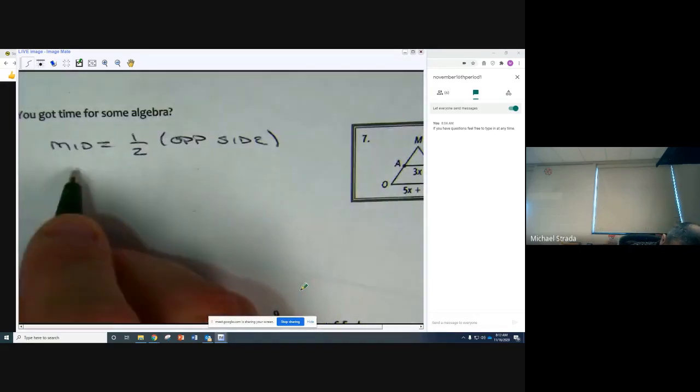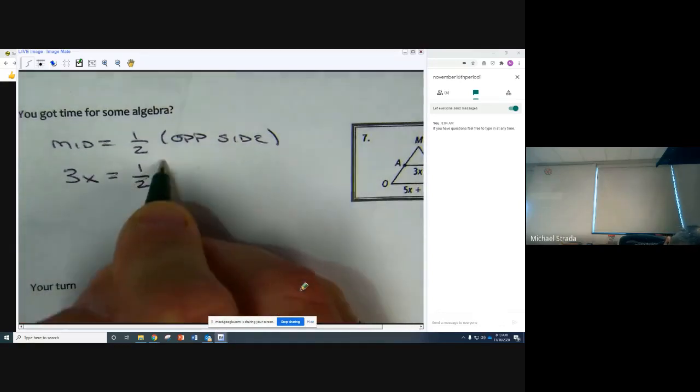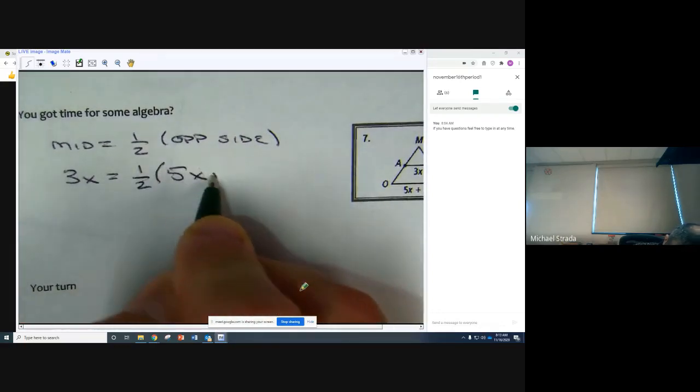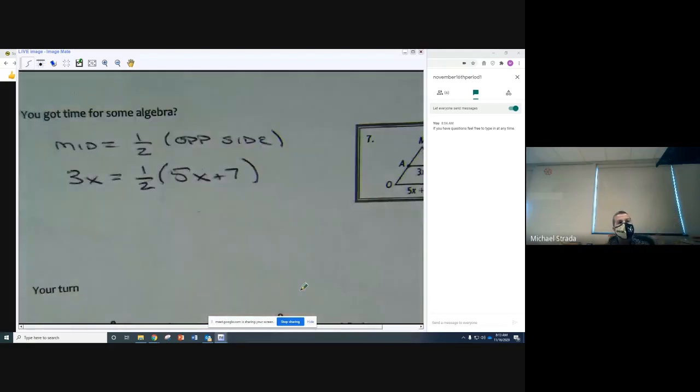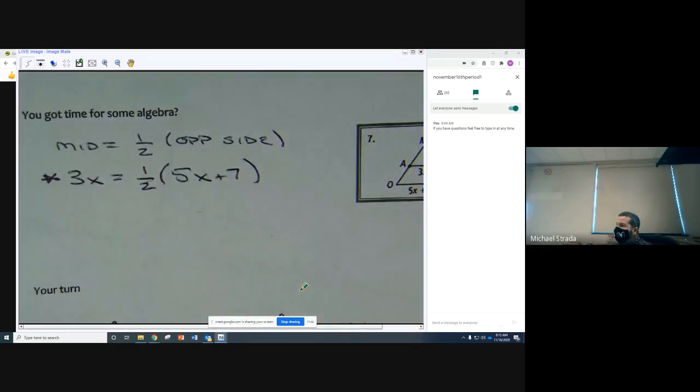The length of the mid-segment is given by the expression 3x. The 1/2 stays, and then 5x plus 7. That is what I would expect to see setting up your equation. Okay? From there, it's just your algebraic work.